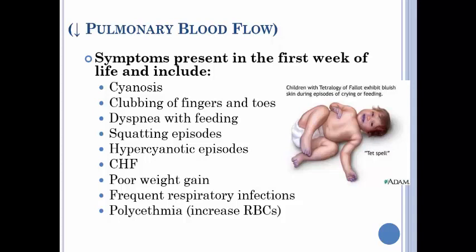So polycythemia is an increase in red blood cells, and the body does this as a compensatory mechanism. The heart's not able to oxygenate the blood properly, so the body compensates by making more red blood cells to try to carry more oxygen.